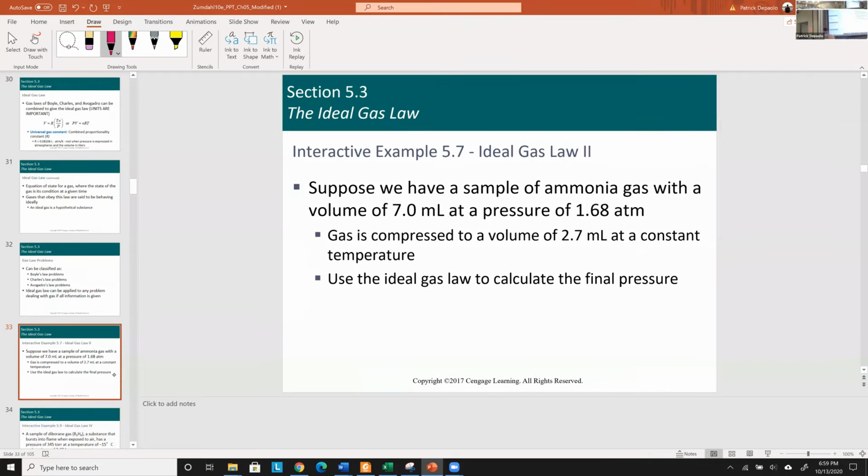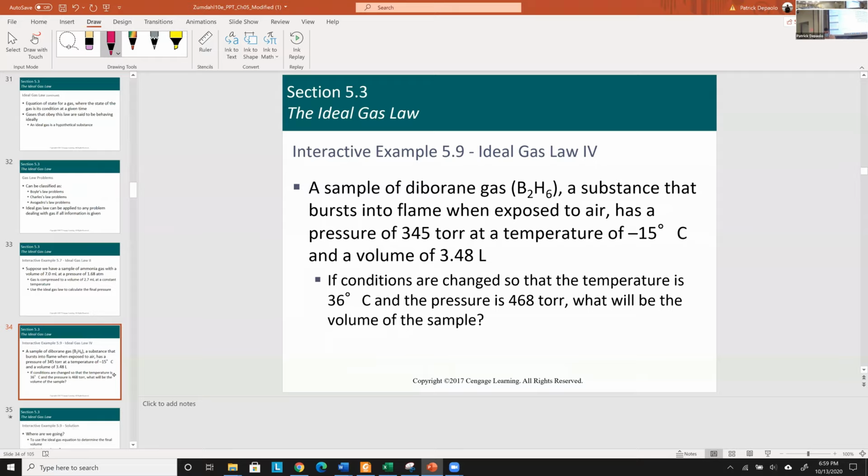Are there any examples that we can use it in? Yeah, this one we can use it in. Okay, here we go. We have a sample of diborane gas, a substance that bursts into flames when exposed to air, has a pressure of 345 torr, a temperature of negative 15 Celsius, and a volume of 3.48. If conditions are changed so that the temperature is 36 and the pressure is 468, what will be the new volume? So now you have six variables, you know five of them, plug and chug.